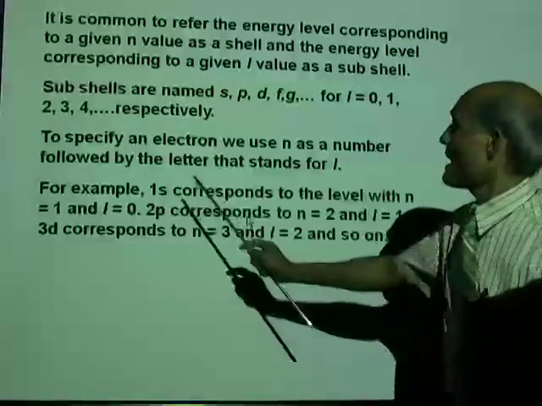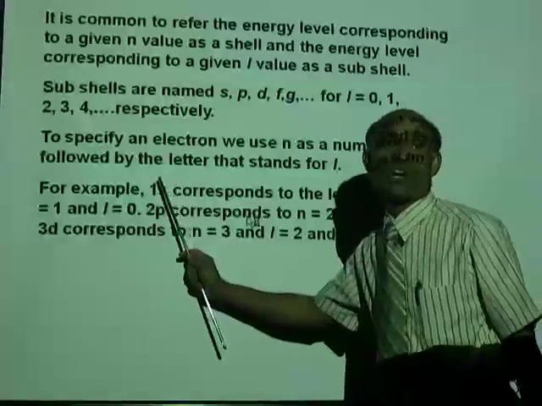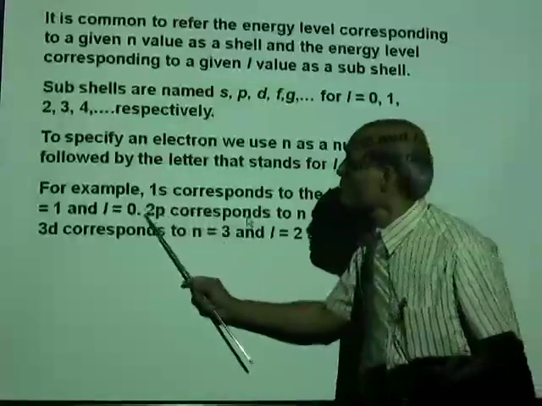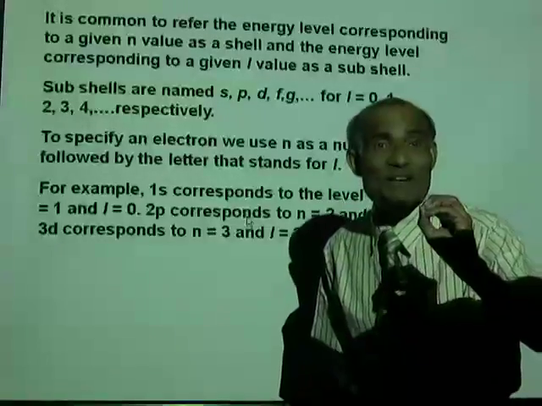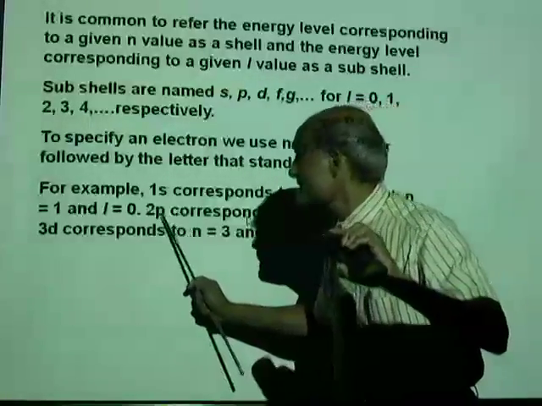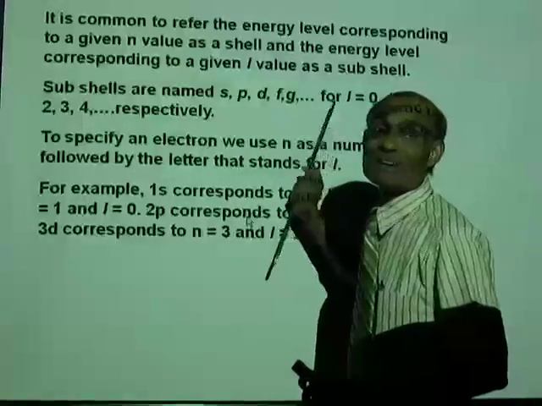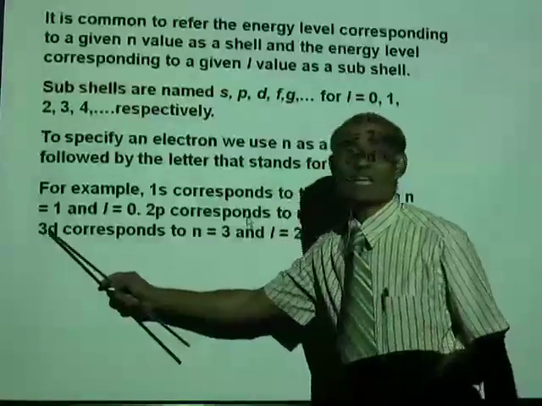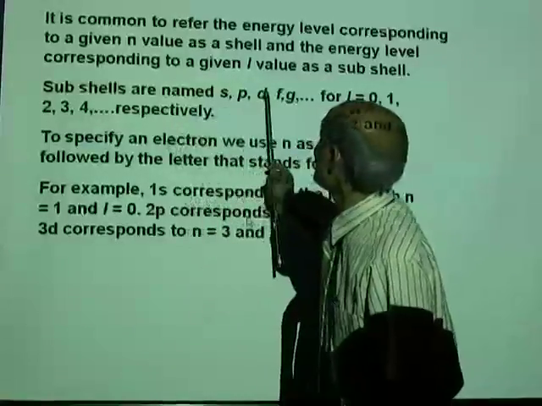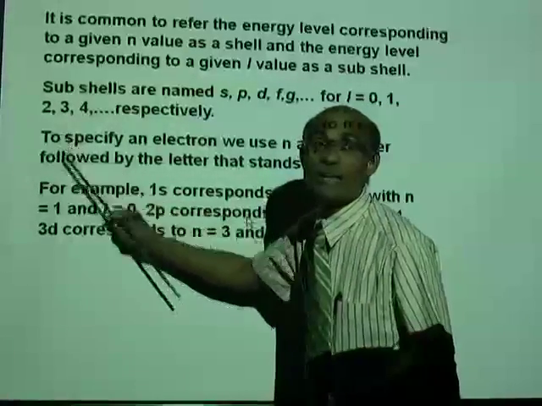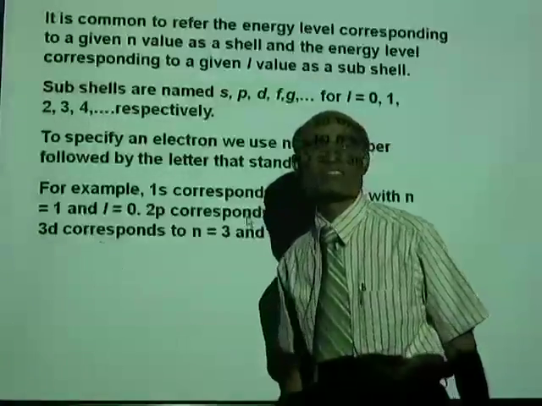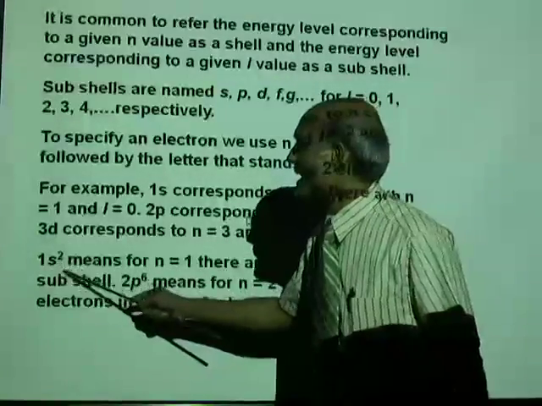Now, for example, 1s corresponds to an electron in the shell 1 in the s subshell. Now 2p, you can see that is the address of the electron. 2p is an electron that is in the shell n equal to 2 and its subshell corresponding to L equal to 1. Now, how about the 3d? 3d corresponds to the third shell, n equal to 3, and its subshell corresponds to L equal to 2. So n equal to 3 and L equal to 2 is a 3d address.